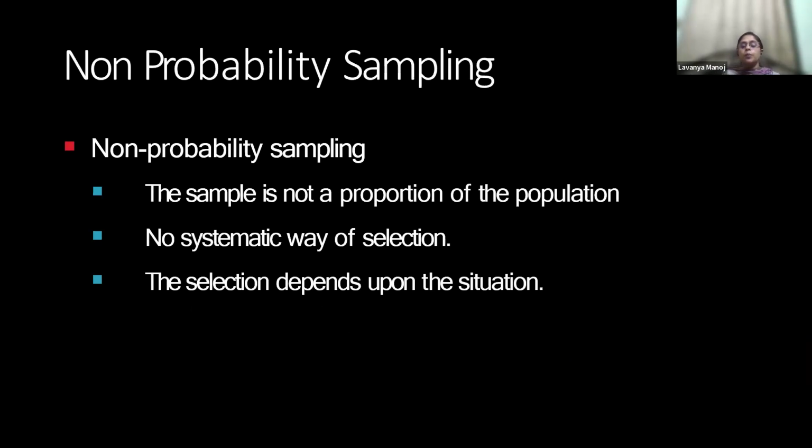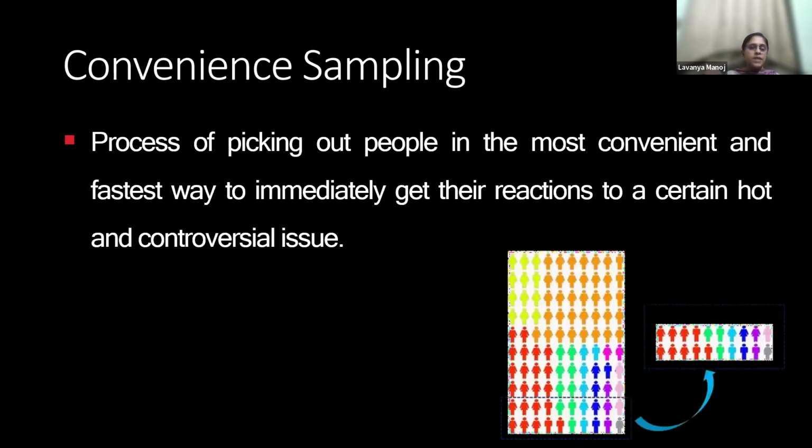Now, the sample is not a proportion of the population. Probability sampling was a proportion of the population, that is, a small proportion is taken out of the whole population. But non-probability is not like that. No systematic way of selection is done. There are no hard and fast rules to go with the way of selection, and the selection depends upon the situation. You're not just going and collecting the samples like that.